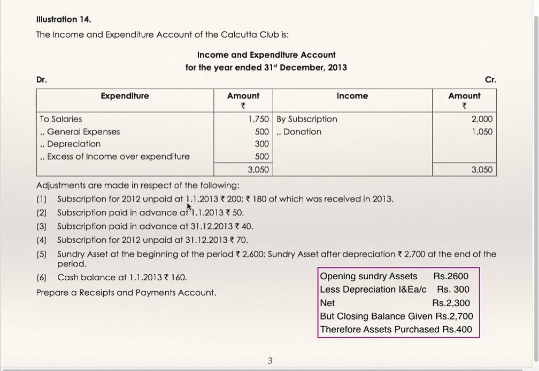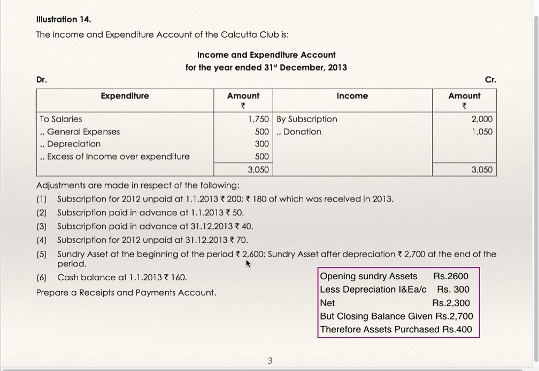Subscription for 12 unpaid on 1/1/13 is 200, 180 of which was received in 2013. Opening outstanding 200, out of that 180 they have received, that means 20 is still outstanding, which is to be shown as closing balance also. 200 minus 180 is 20 closing outstanding, 200 opening outstanding. Subscription received in advance, opening, closing, as well as subscription outstanding closing is given: 70 plus 20 closing outstanding. 70 is current year's outstanding and 20 is last year's outstanding which still has not been received.